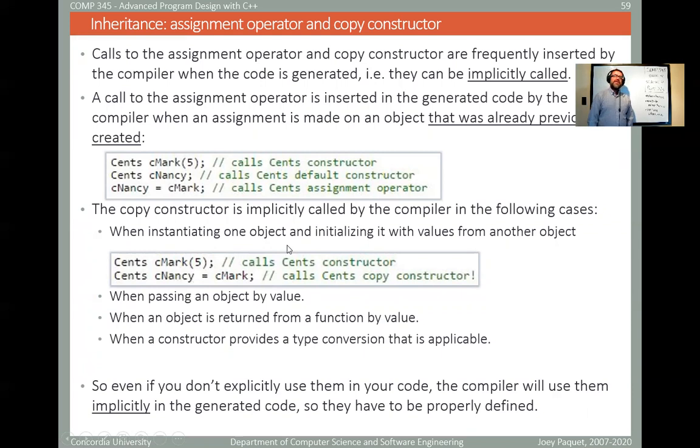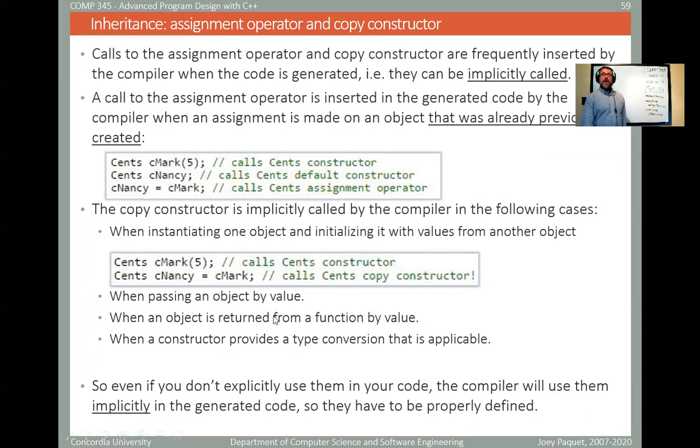So all this is to say that sometimes you might think your code is not explicitly using a copy constructor, so you may think you don't have to define it because you never use it, but it is going to be used by the compiler, even though your code does not explicitly use it.